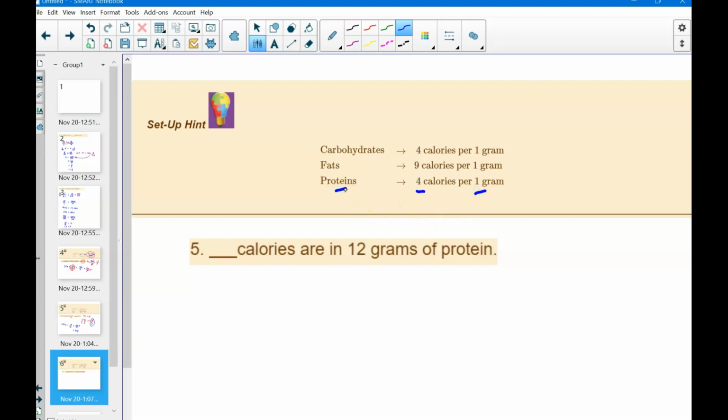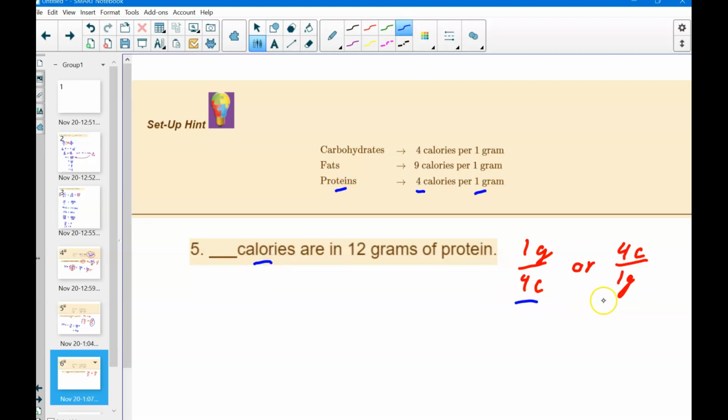So, again, I have the same choice. Do I use this one, 1 gram over 4C, or do we use 4C over 1G? Which one do I use? First one or the second one?